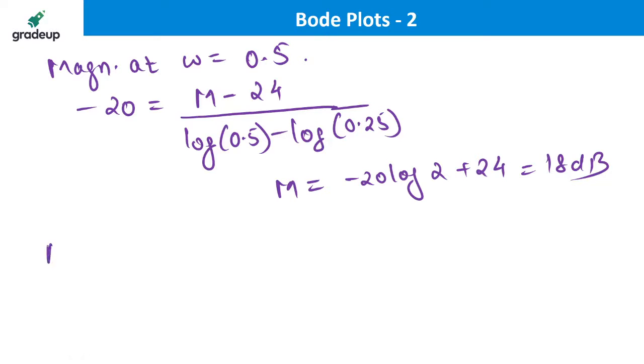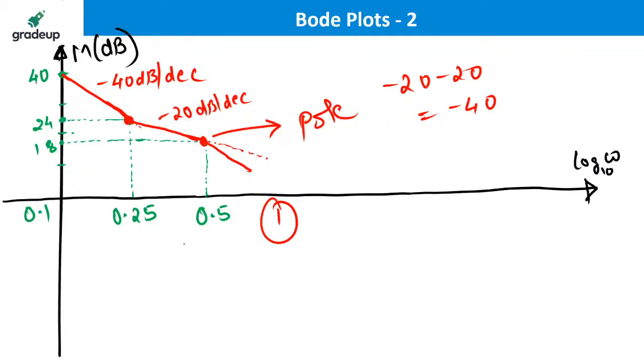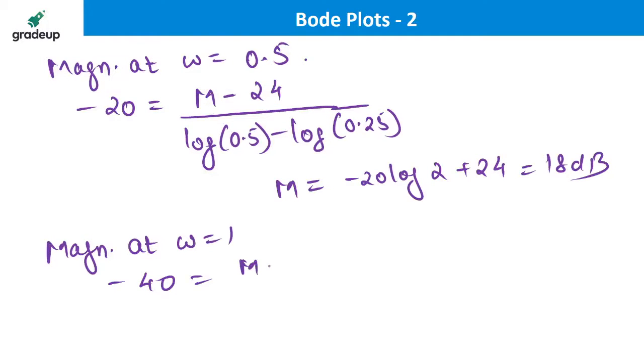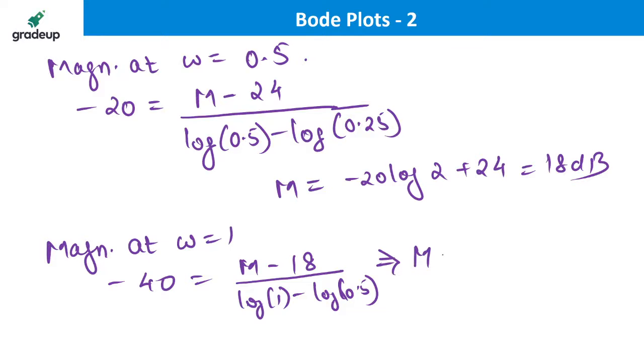Guys, next calculation now. What is the magnitude at omega equal to 1? Now the slope of the line is minus 40. The changed slope is equal to m2 minus, it is starting with 18 magnitude, divided by log of 1 minus log of 0.5. So m will be equal to minus 40 log 1 upon 0.5, which is log 2, plus 18. 40 log 2 will be minus 12. So this magnitude is coming as 6 dB.